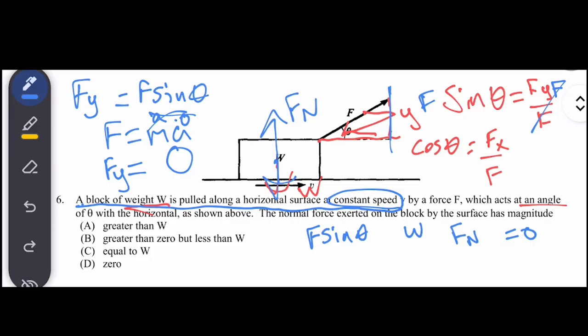And making our sign charts, me personally, I like to have up being positive and down being negative. We can see that the force normal and the force y are both acting upwards, so this would be a positive, and then the weight force is acting downwards, so we're going to have a minus W.